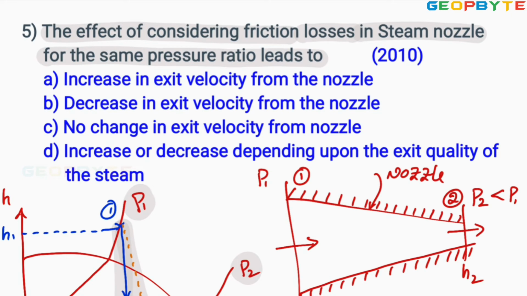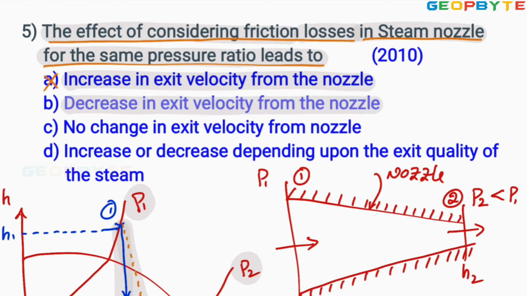Once again, let me read the problem. The effect of considering frictional losses in a steam nozzle for the same pressure ratio leads to option A, increase in exit velocity of the flow? No. Option B, decrease in exit velocity from the nozzle. Absolutely correct. Because of the friction, the exit velocity is less. I hope you clearly understood. Let us go for the next problem.